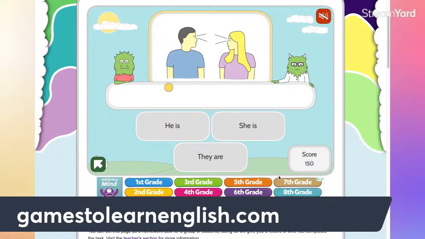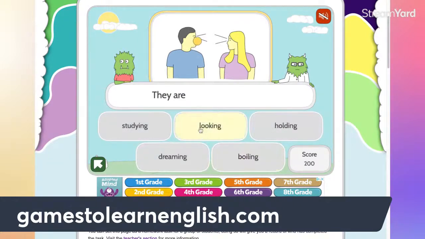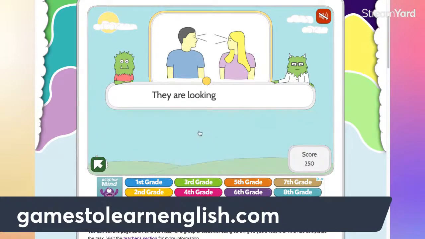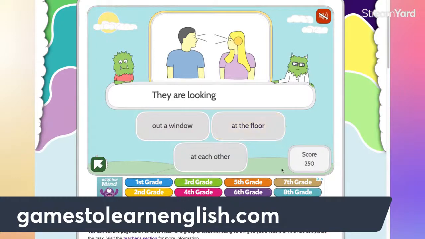Is it he is, she is, or they are? They are, more than one. They are, we see lines, looking. They are looking. You have time to talk about studying. Looking. What are they looking at? They are looking out a window, at the floor, or at each other.